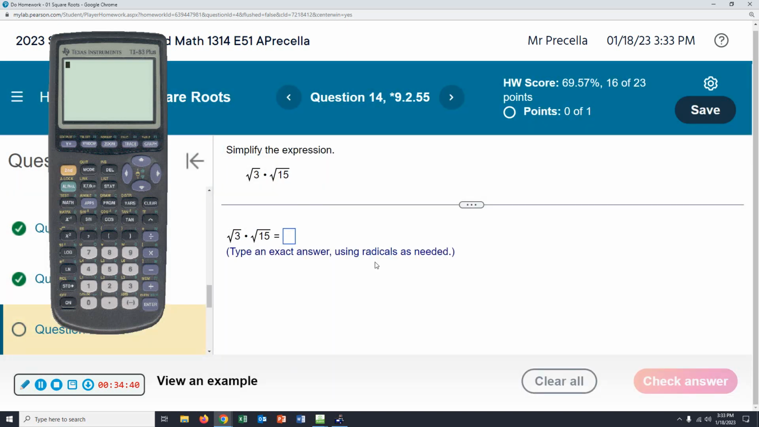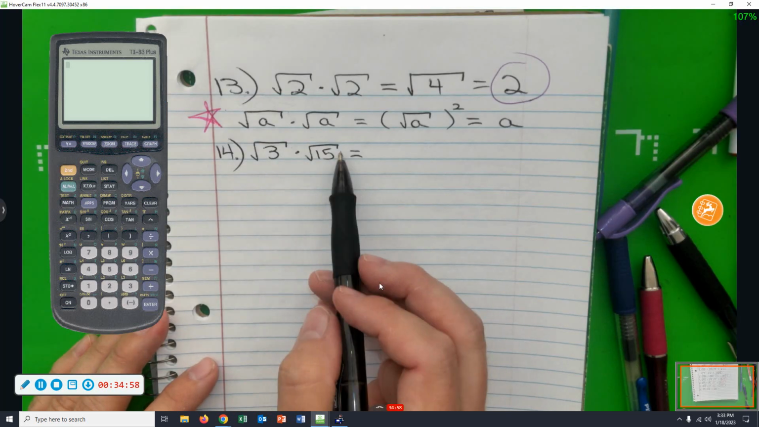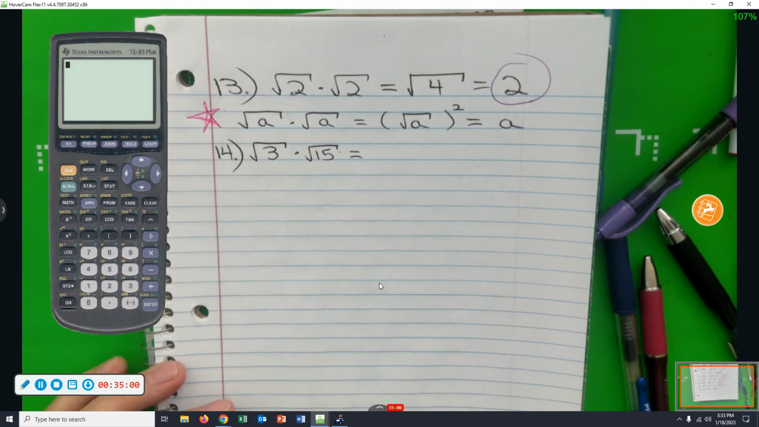Number 14. There's 20 of these problems, unless you're wondering. The square root of 3 times the square root of 15. Oh, I'm still writing those little hooks there. Is that bothering anyone, the way I close the square roots? It bothers me every time I see it.